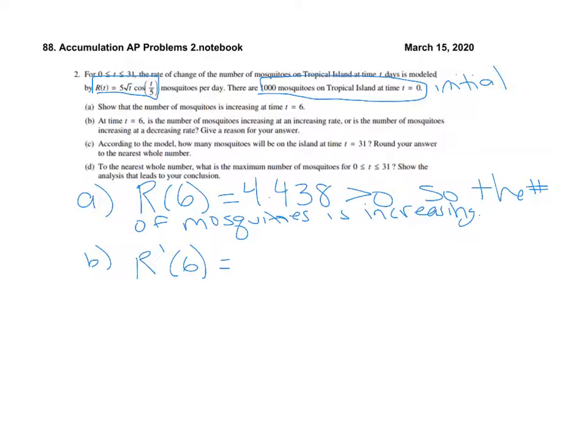Again, we're going to use the math 8 to do this. We're not going to take the derivative. Do not try to do a product rule here. This is a calculator problem. Do not do math that is unnecessary. You have a calculator, use it. r prime of 6 is negative 1.913. Since that is less than 0, the number of mosquitoes is increasing at a decreasing rate.